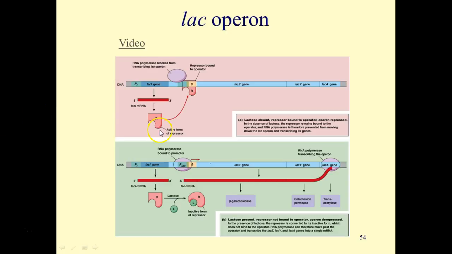Okay. So the repressor protein looks like this. The repressor protein is capable of binding to the operator site, and that blocks RNA polymerase. When lactose is available, lactose will bind to this repressor protein, and it changes its shape. When its shape is changed, it is incapable of binding onto the DNA, and therefore RNA polymerase is not going to be blocked. Let's take a look at the video.